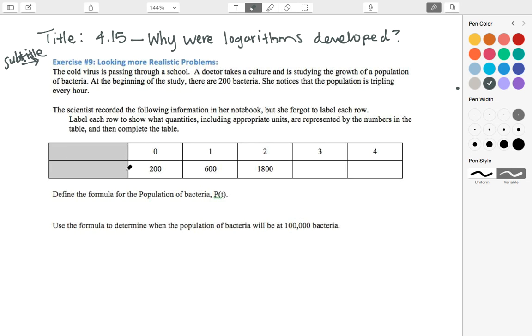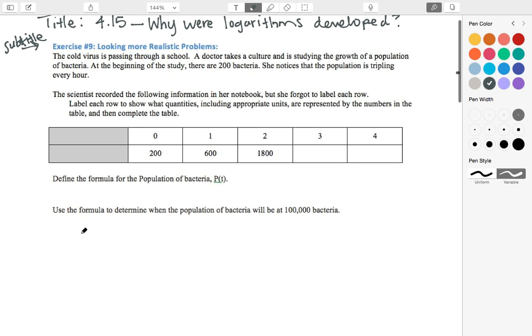So we have to label each row, and then here it says define the formula for the population of bacteria, P of T. Okay, so we have to find a formula, and then use the formula to determine when the population of bacteria will be at 100,000 bacteria. All right, so we got a lot of stuff to do. But in your notebook, since you're not going to copy this whole entire word problem, let's just copy some key things. So I would say that this is what's given.